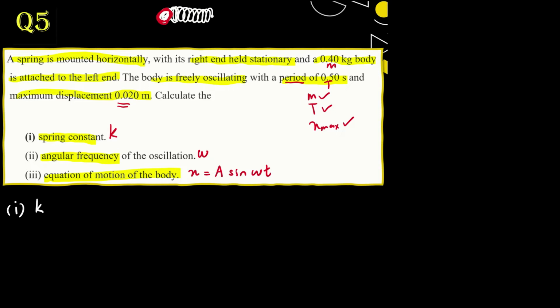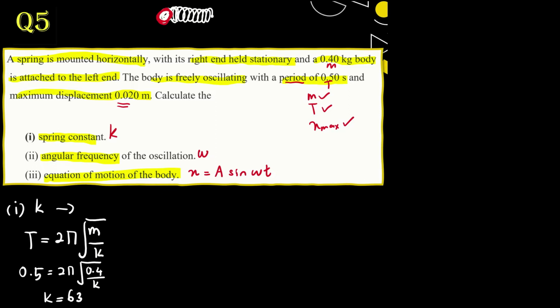So k can be found from the equation of period because we have the information of period. Period is equal to 2 pi square root of mass over k. So we substitute all the values. So 2 pi, our m is 0.4, and finally you'll get k is equal to 63.2 Newton per meter.